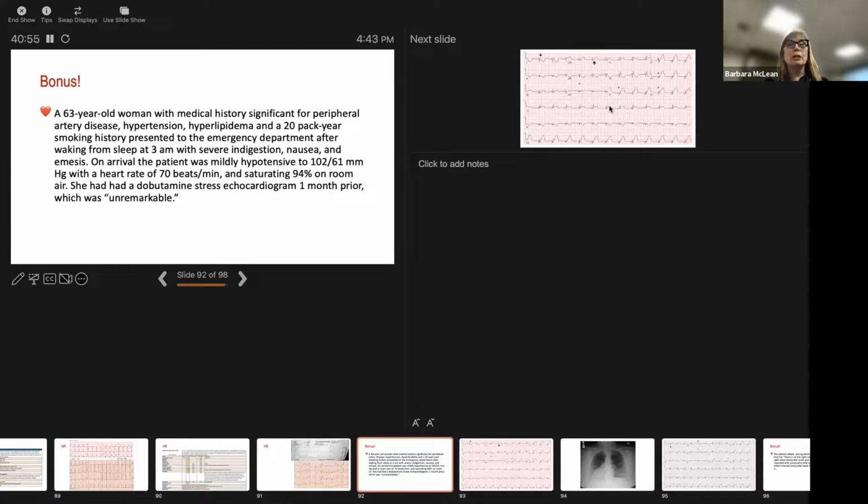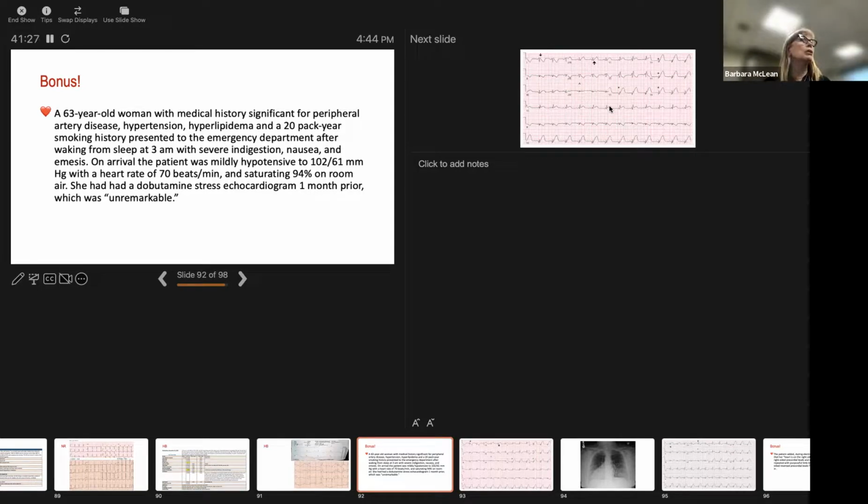63-year-old woman with medical history significant for PAD, hypertension, hyperlipidemia, 20-pack per year smoking history, presented to the emergency department after being woken from sleep with severe indigestion, nausea, and emesis. The key cornerstone signs in a woman for acute coronary syndrome: indigestion, nausea, emesis. They don't present like men. They don't say, oh, something's on my chest. They usually have nausea and emesis.